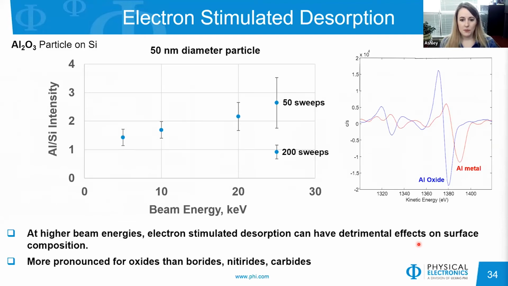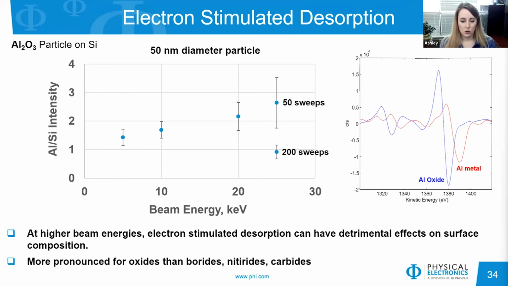Here's a practical example of how this can really affect quantitative analysis. At 25 kV, there's a huge difference between doing 50 sweeps on a particle and doing 200 sweeps on a particle. As the electron beam impinges on the particle for longer periods of time, there is more electron stimulated desorption of the oxygen within the aluminum oxide.